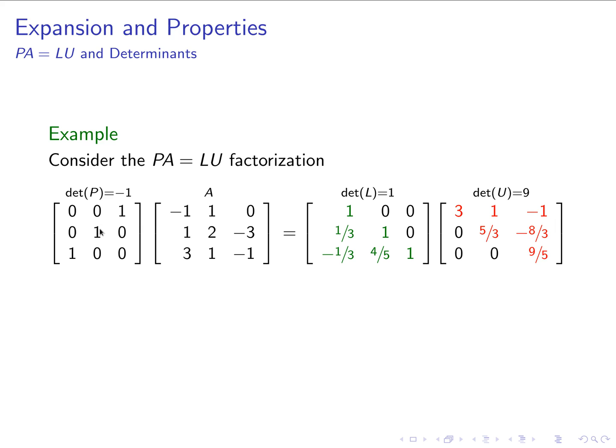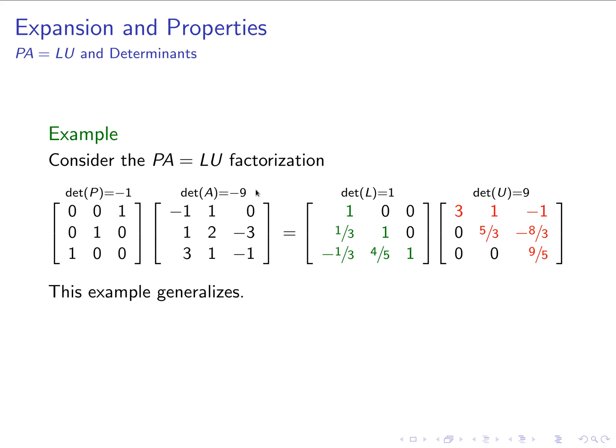So now when we put all this information together, we know that -1 times the determinant of A should be equal to 1 multiplied by 9. And when we put all that together, what that's telling us is that the determinant of A is equal to -9.